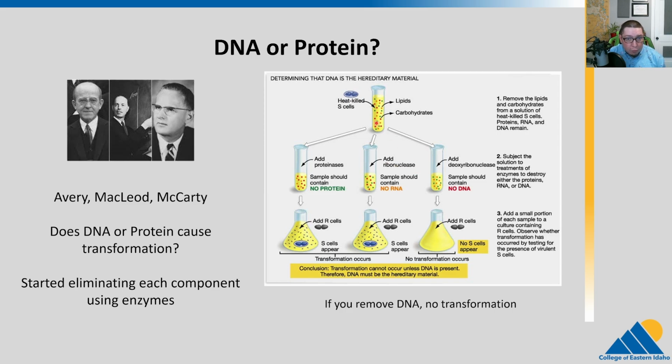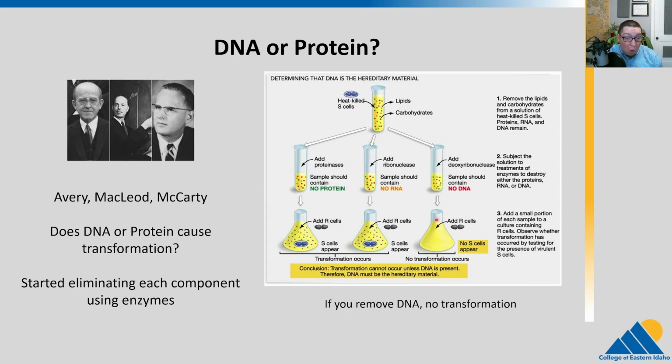How about RNA? Well, in a separate tube, they add ribonuclease, which destroys the RNA. They add the rough cells, transformation still occurs. Okay, it was not the RNA as the genetic material. In their third tube, DNA is destroyed by deoxyribonucleases. In this tube, they add the R cells and no transformation occurs. This to them is really good evidence that DNA is the genetic material.